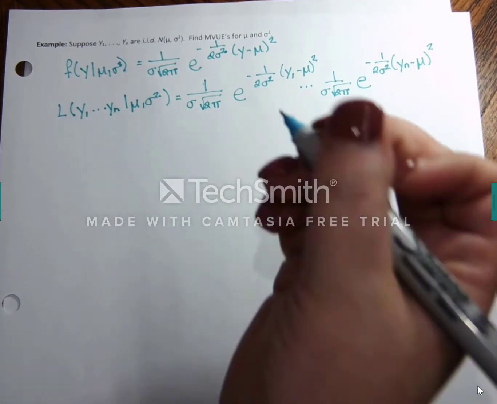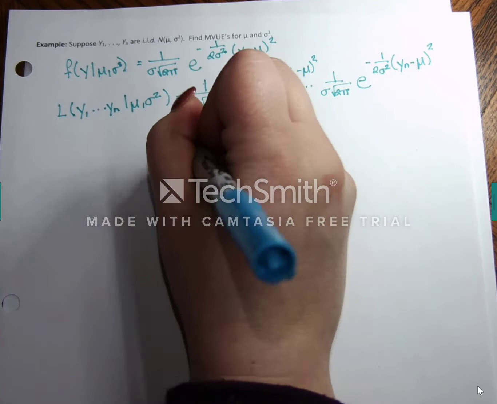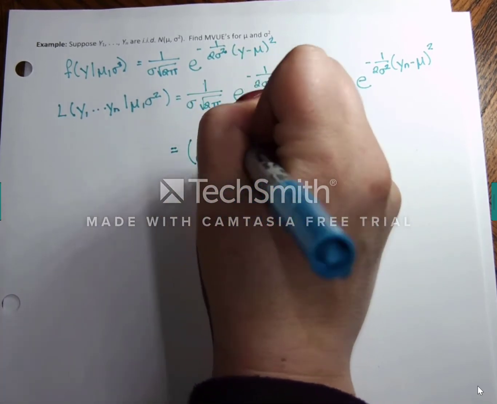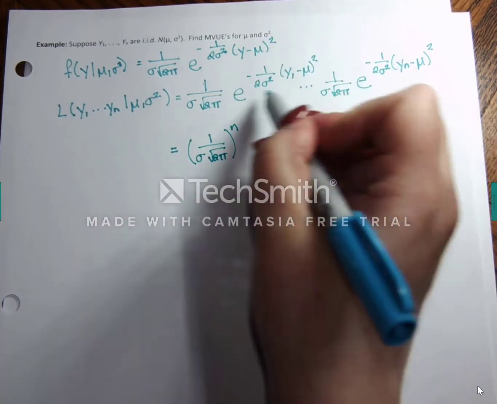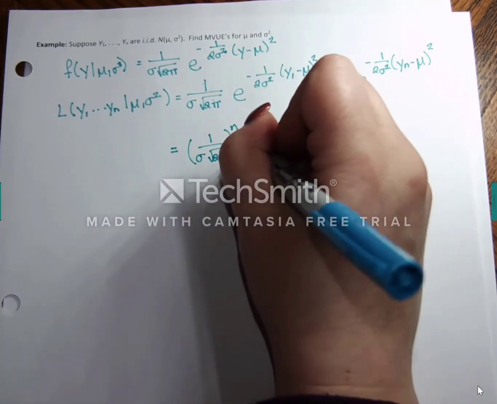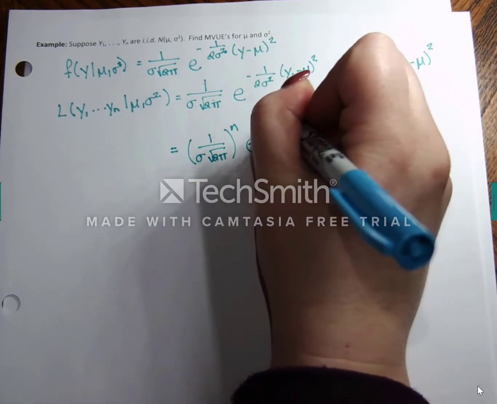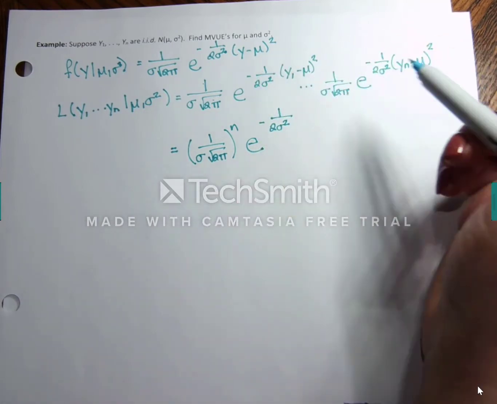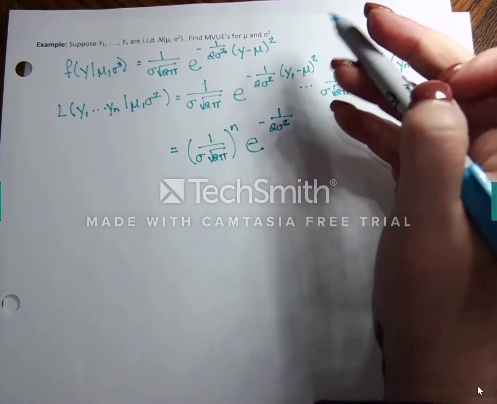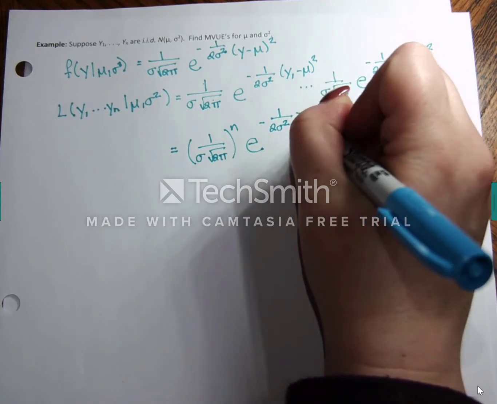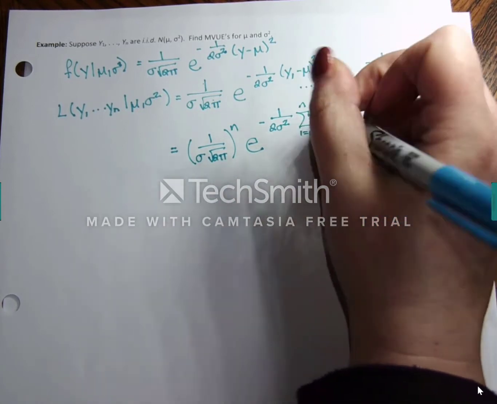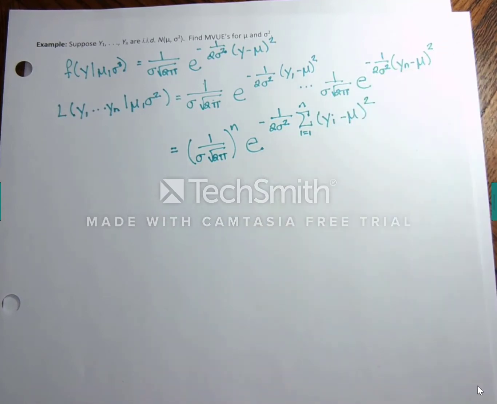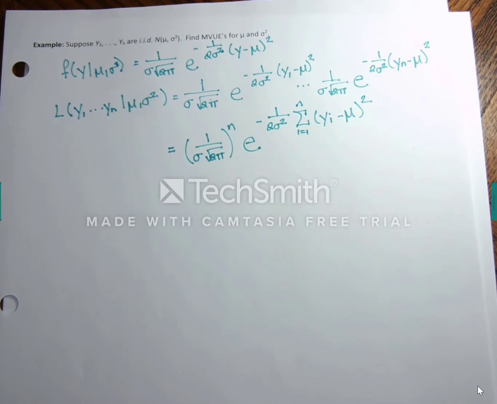So we can combine terms here. And this is going to become 1 over sigma times the square root of 2 pi to the n, because there's going to be n of these terms, times e. All of the e's are going to have 1 over 2 sigma squared. And then each of them is going to have a yi minus mu squared. So this is going to be equal to the sum, i equals 1 to n, yi minus mu squared. All right, now that we have this piece, we can look at that ratio.